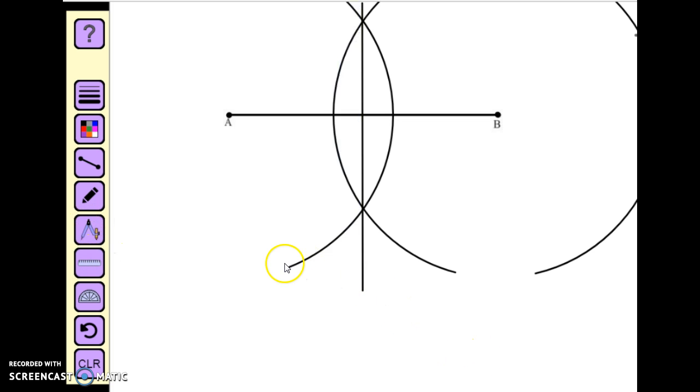I'm going to put the arrows on the ends of these lines. Again, I'm sorry it gets messy with this program. Really messy.